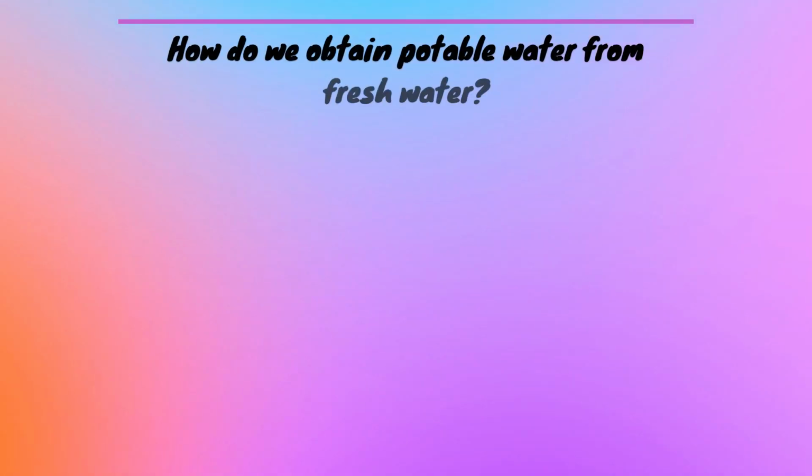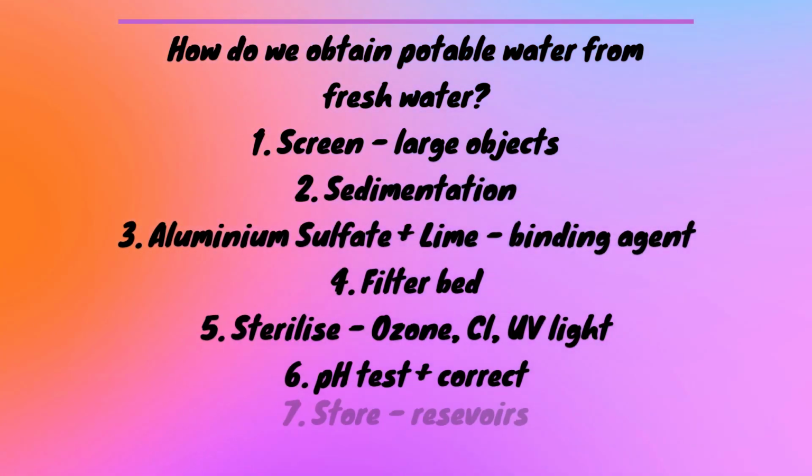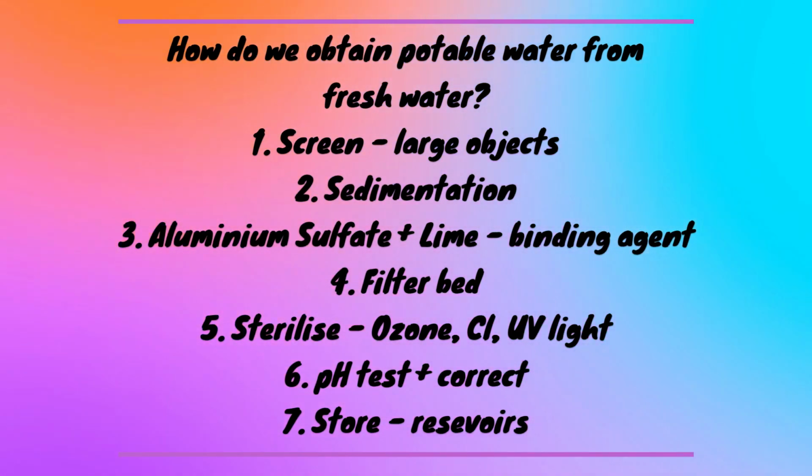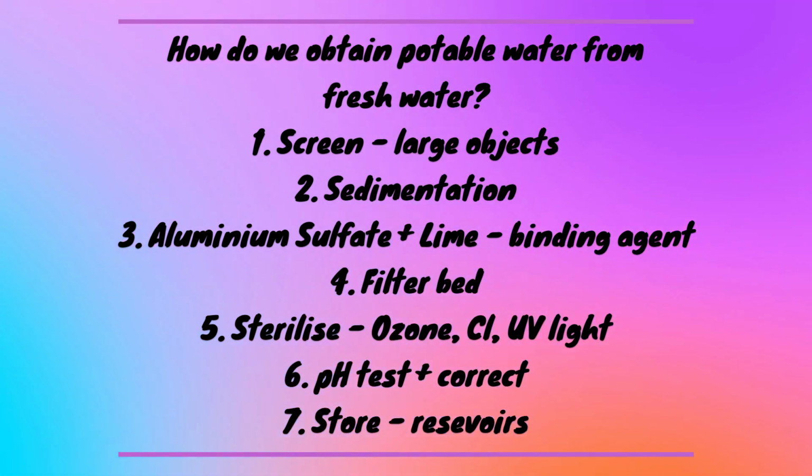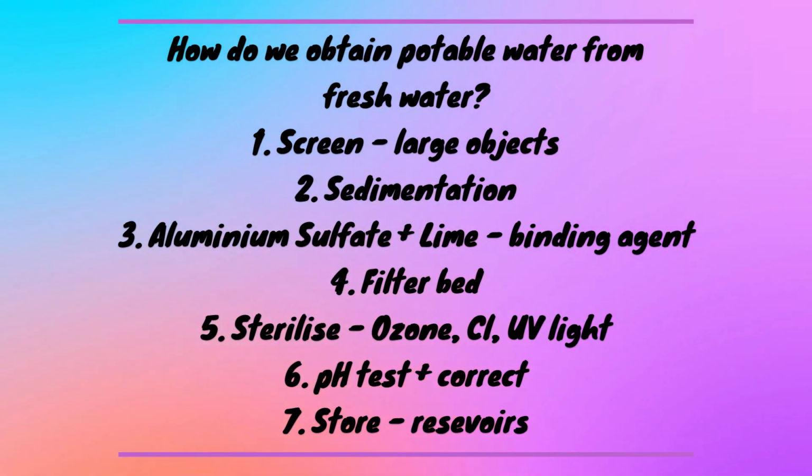How do we obtain potable water from freshwater? Well, step number 1, we screen the water. We pass it through a large metal grid to trap large objects like branches. We then allow sedimentation to occur. Step 3, we add aluminium sulfate and lime to act as a binding agent, binding dirt together, which can then be transported to landfill sites.